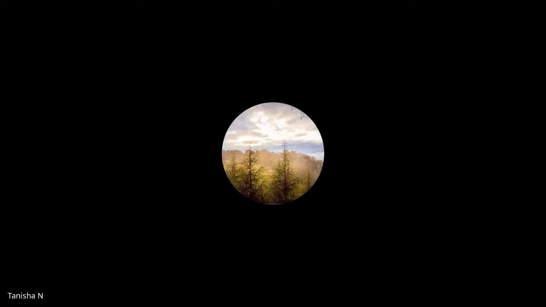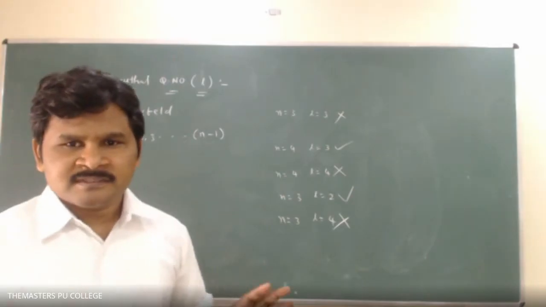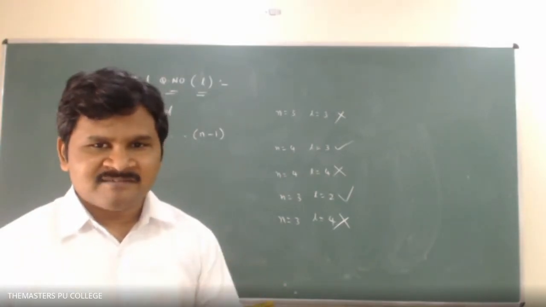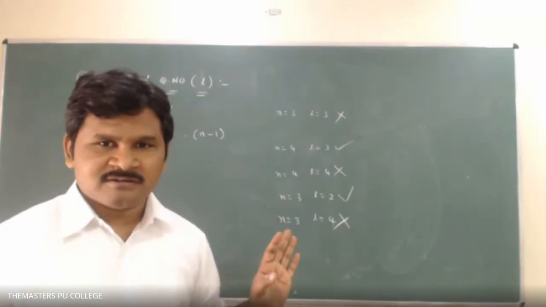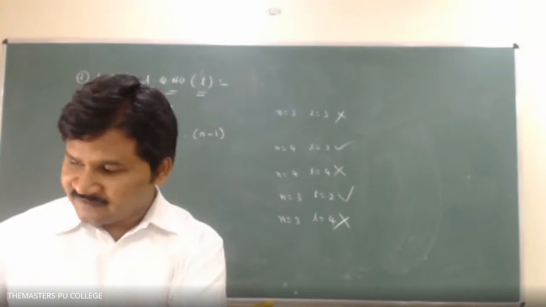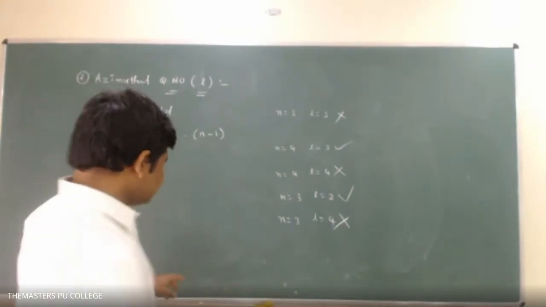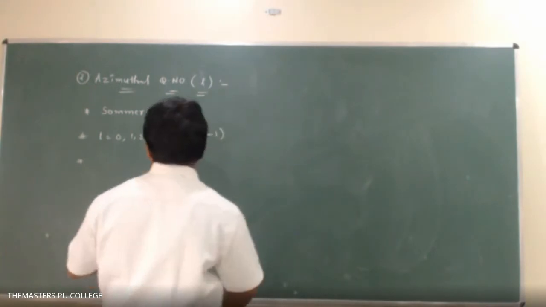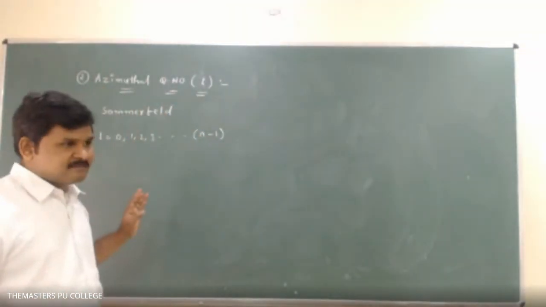If n equals 5 and L equals 3, we can take that. Possible. See, n value and L value should not be the same. L value is always less than n value. 0 is also possible. If you take n is equal to 5, L is equal to 0, 1, 2, 3, and I will write that after this, don't worry.